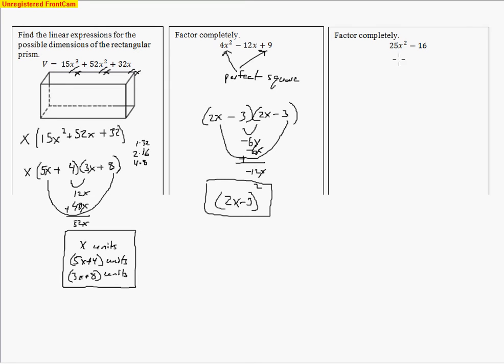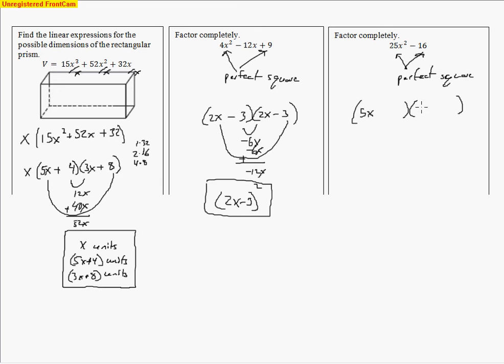Well, the next one's a binomial. So whenever you've got a binomial, check to see if you've got a difference of squares. And this one is. Both numbers are perfect squares, so we can go ahead and factor it at this stage. And we've got one minus sign, so it only works if one is negative. Otherwise, we would have a sum of squares, and that would not factor.